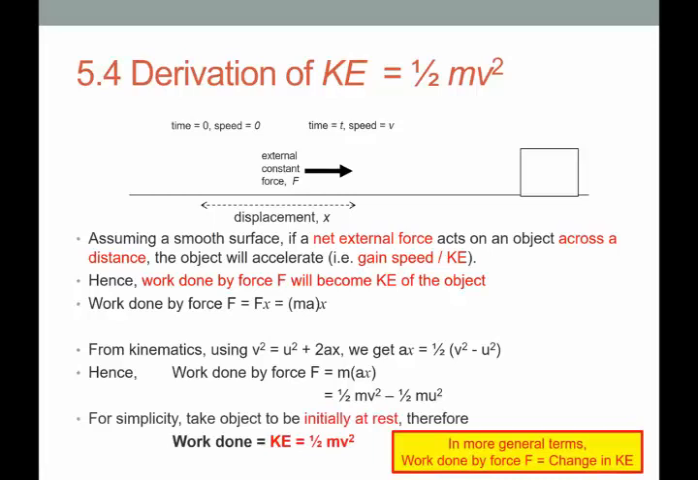For simplicity, we can consider the object to be initially at rest. Therefore, the work done is equal to the kinetic energy gain, equal to half mv squared. So in more general terms, the work done by a force F is equal to the change in the kinetic energy.